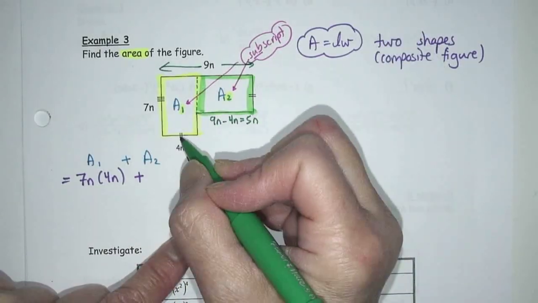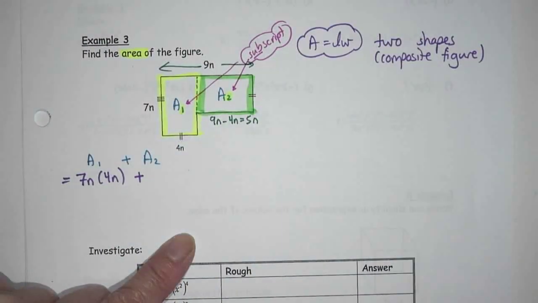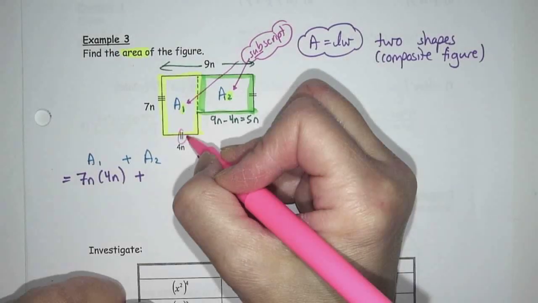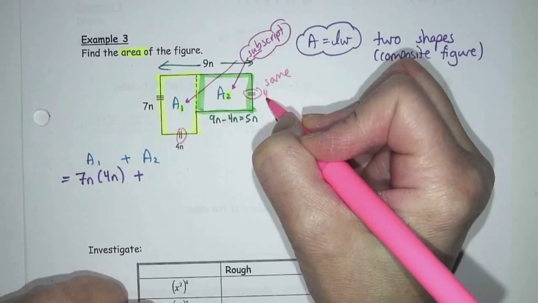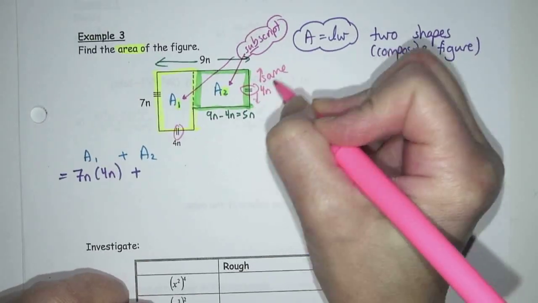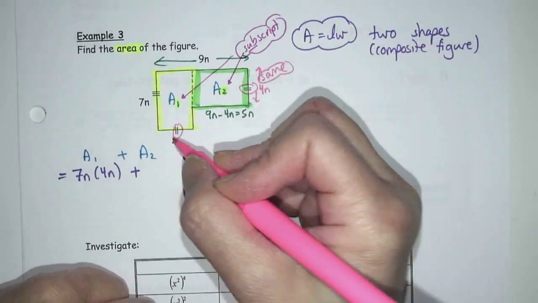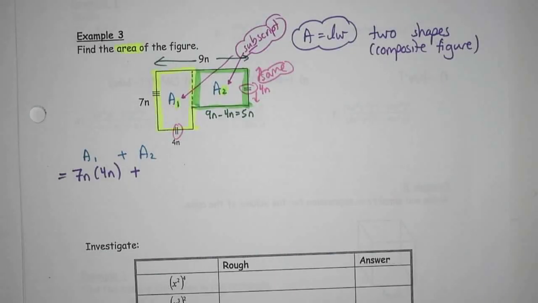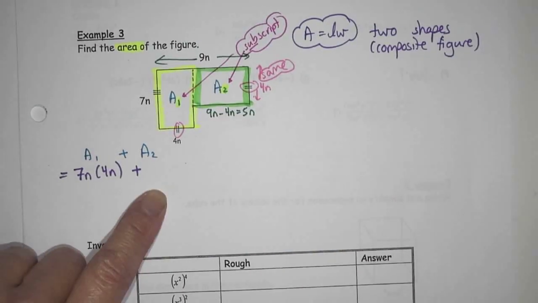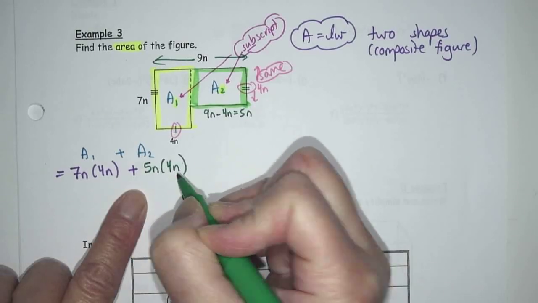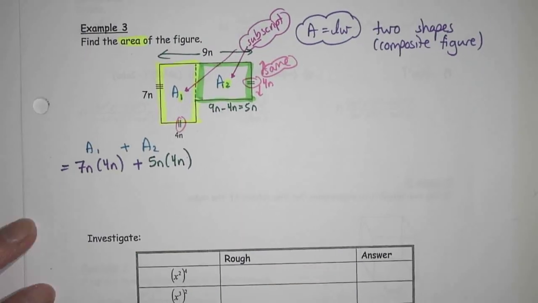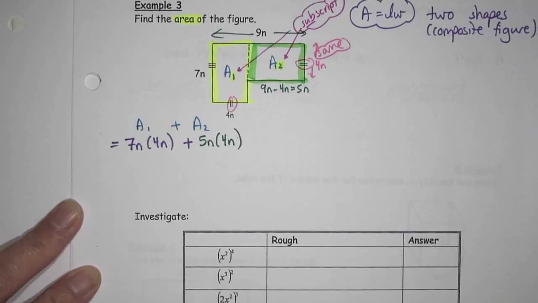And then this here, see these double tick marks? These tick marks mean they're the same. So this would be 4n. So the double tick marks mean that they're matching, so 4n. So that means that this extra rectangle here is going to be 5n times 4n. Now, you can do this more than one way, and I'll show you in a second.